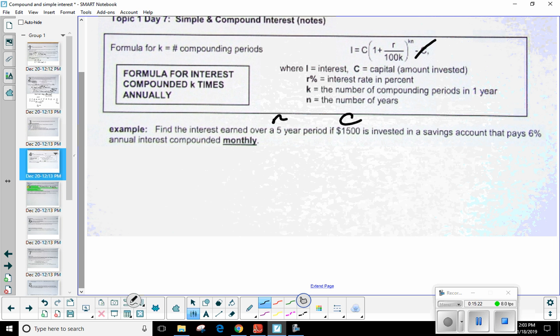All right. What is 6%? That's the percentage. Now, in this formula, am I putting it in as the percent or the decimal? The percent, because in the formula you're dividing by 100. So that 100 will take care of the decimal change. We're going to compound it monthly. That means 12 times a year, and that's K, right? Okay. Everybody okay with that?